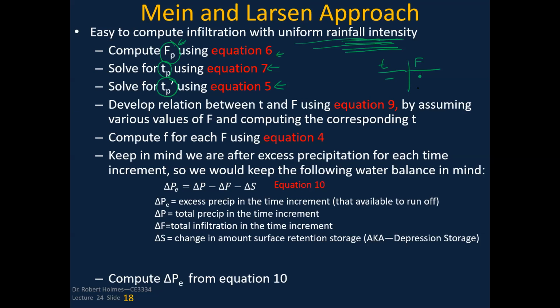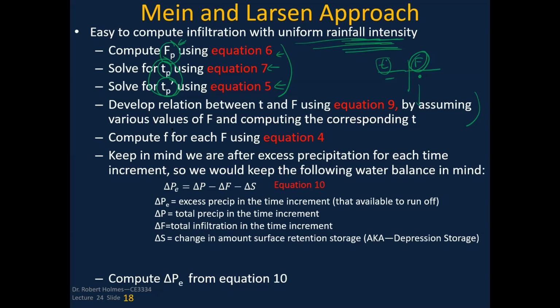And I go all the way through, and I just develop a relationship between T and F. That way it's sort of like a lookup thing. Well, if I have a particular time, I know automatically what's the F based on the time to ponding and time to ponding prime. And so that's something that you'll do. I'm not going to work an example problem for uniform rainfall intensity because that's fairly straightforward. It's more complicated when it's non-uniform, which we'll talk about in a second.